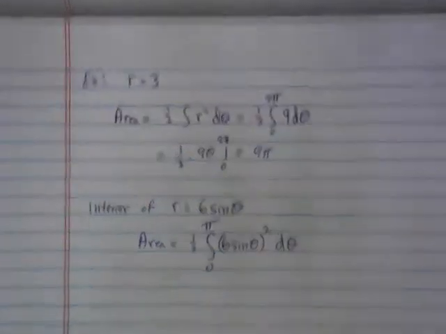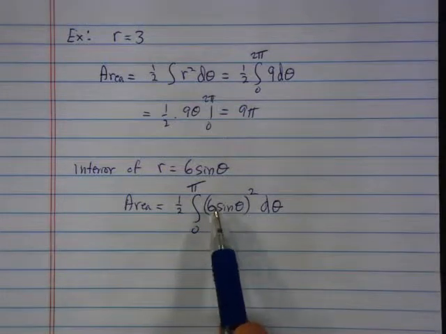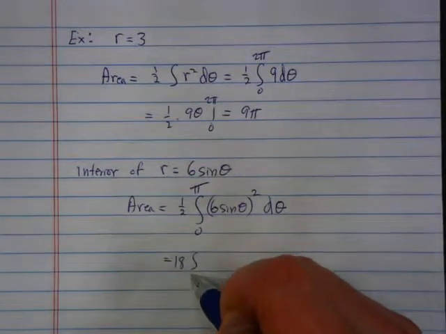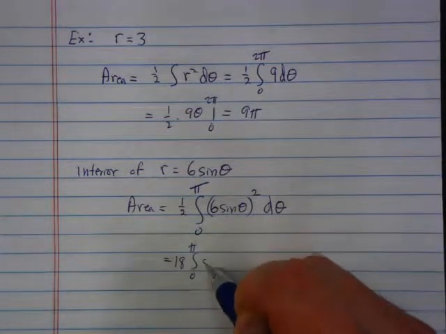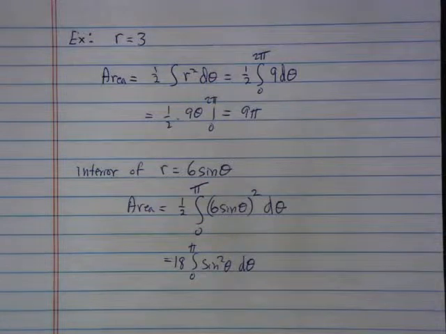All right, well that's going to be 6 squared is 36. 36 times a half is 18. The integral from 0 to pi of sine squared theta d theta. How do you find the antiderivative of sine squared theta d theta? So this is a good review of this previous material. How do you integrate sine squared theta?